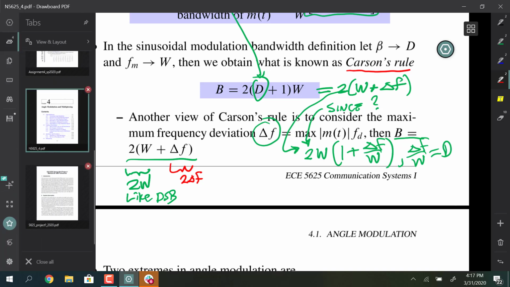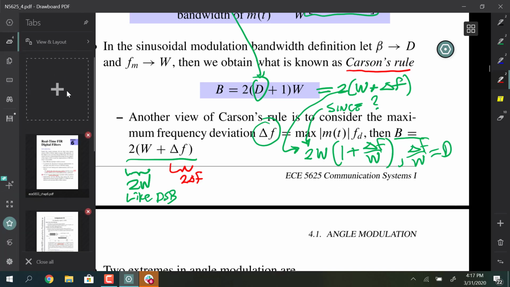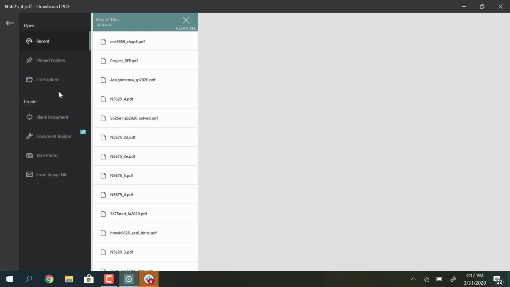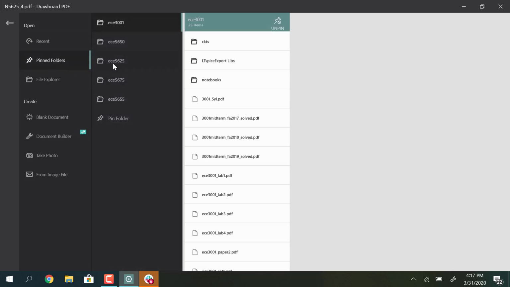Okay. I'm going to open it up here though. And I will get myself pinned folders 5625.